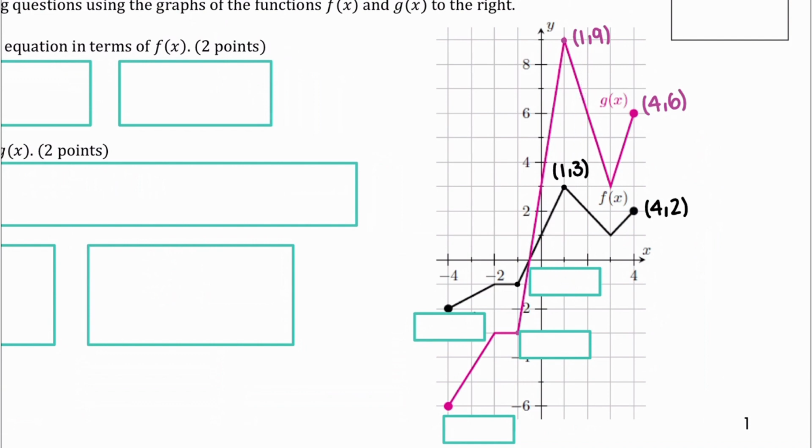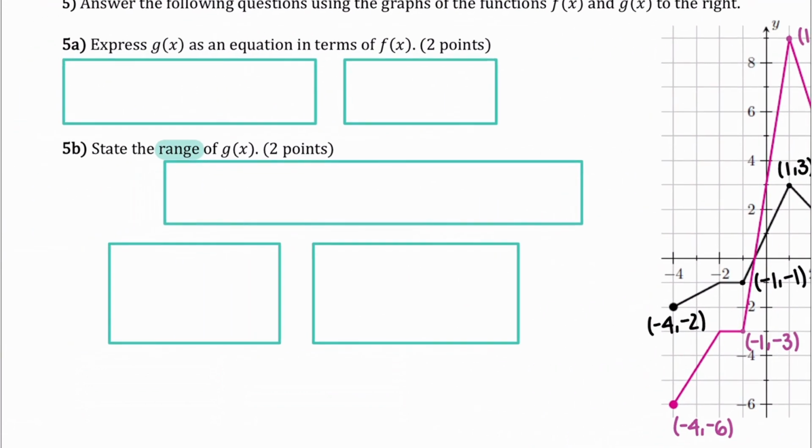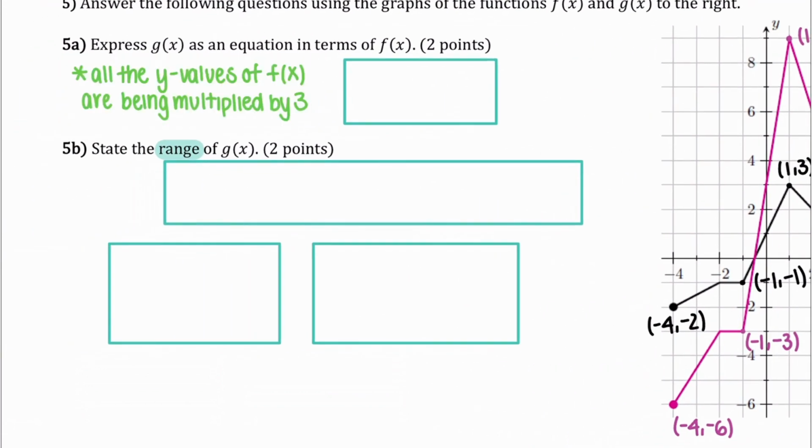And if you want to, you're more than welcome to test it for the other coordinates as well. For example, (-1, 1) then becomes (-1, 3). Or even this one, (-4, 2) becomes (-4, 6). Exactly what we seem to have guessed. So therefore, it seems that all the y values of f of x are being multiplied by 3. Now, how do we express that then? So once again, g of x is a result of taking f of x and multiplying by 3. Because once again, f of x is synonymous with the y values, or the outputs.